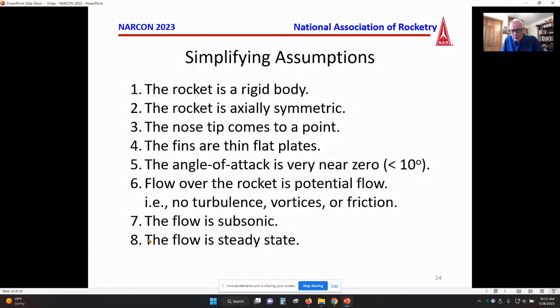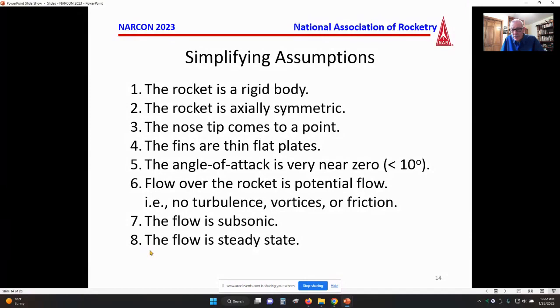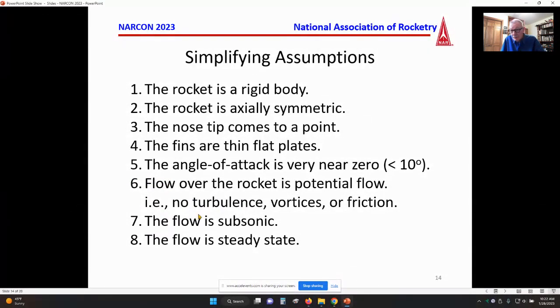And of course, the flow is relatively steady state. That just means that you're not getting a lot of turbulence, and that's kind of a repeat of number 6, but it's a key aspect of all those analyses. So those assumptions were key.